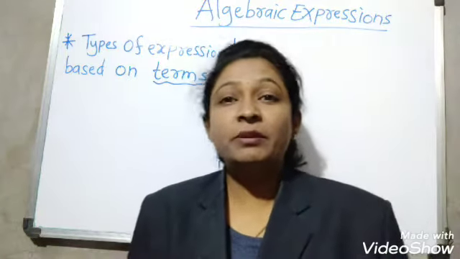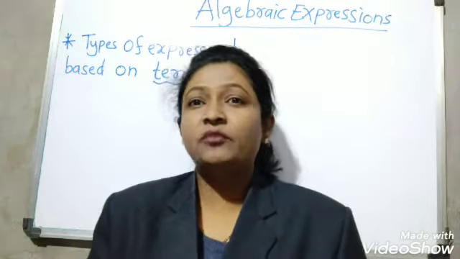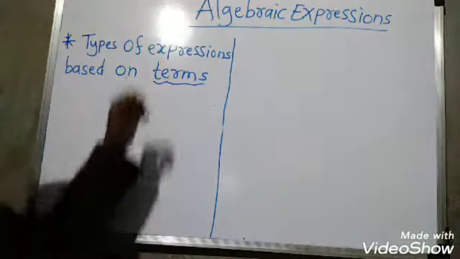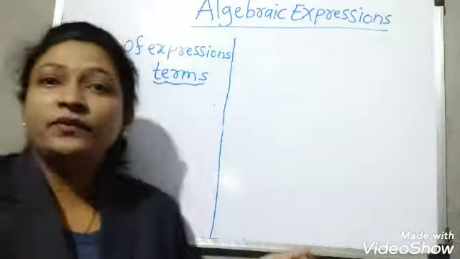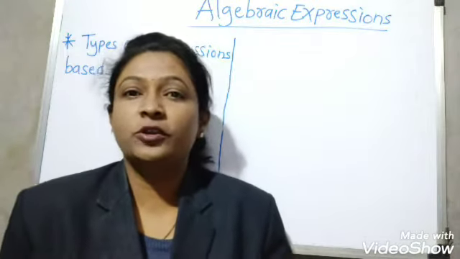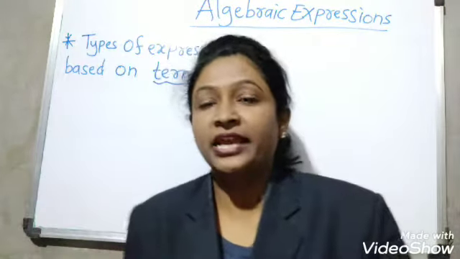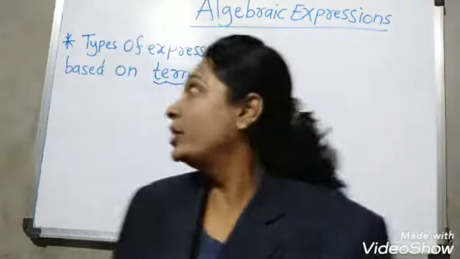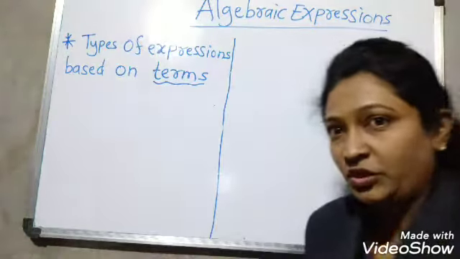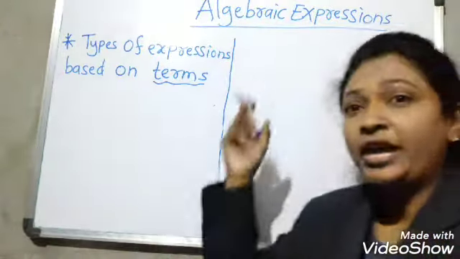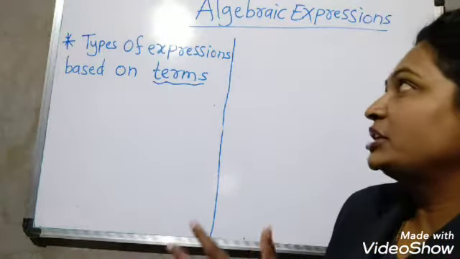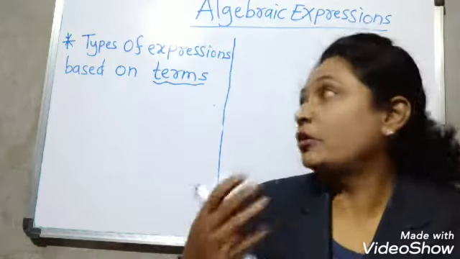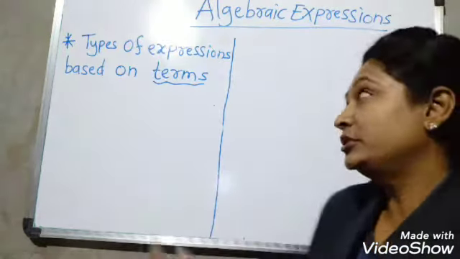Now in my previous video we already learned what is meant by an expression, and whatever basic terms are there in an algebraic expression, that also we learned. If you have not watched it, I have given the link in the description box. Please watch that video, because today we are going to learn addition and subtraction of algebraic expressions. For that you should know what is meant by variable, coefficient, constant and terms. The most important thing is terms.